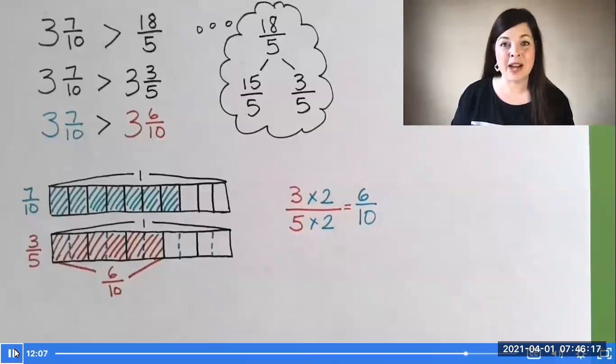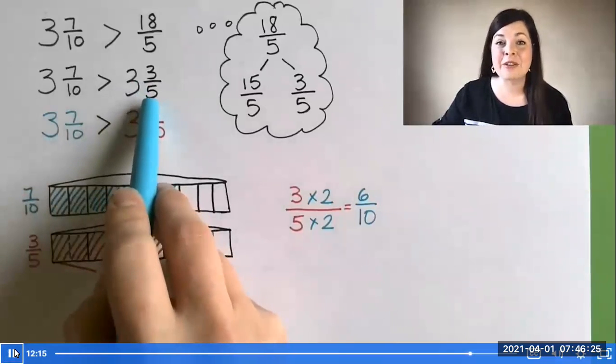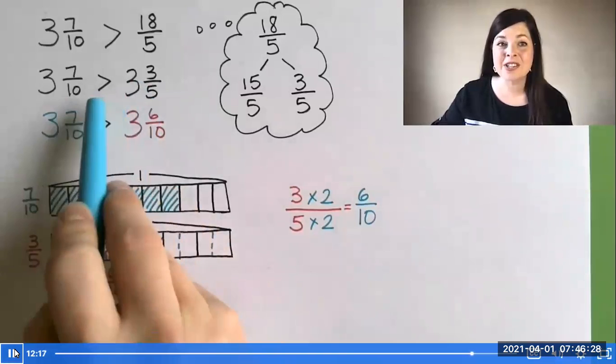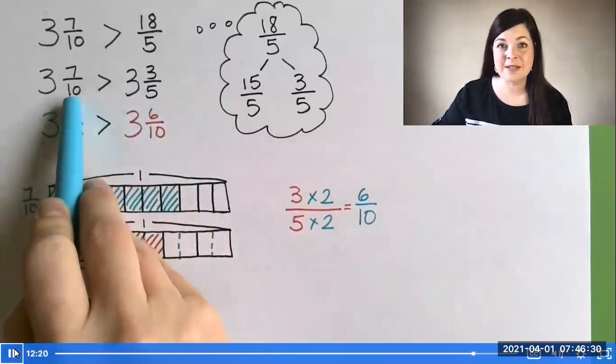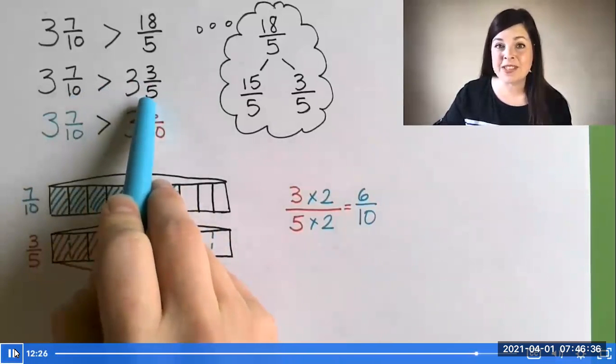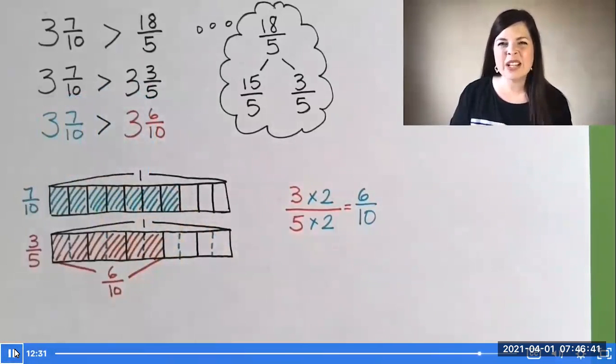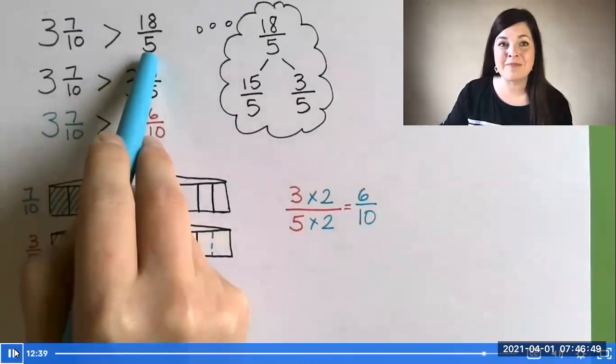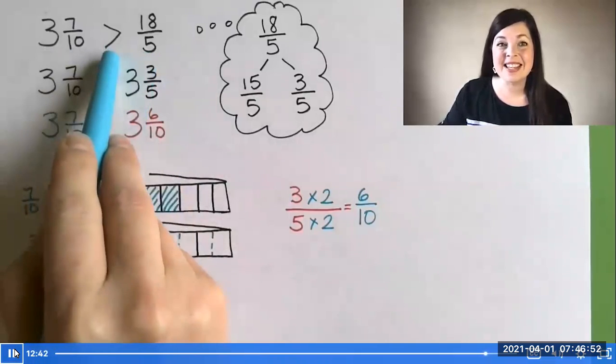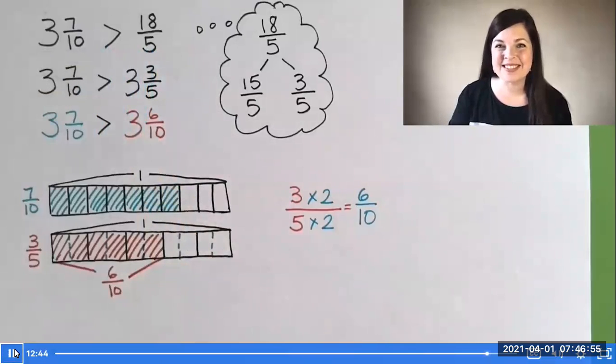Now, why wouldn't an area model be the best choice for this comparison? You may have noticed that the denominator 5 in 3/5 is a factor of the denominator 10 in 7/10. That means that to create common denominators, we only needed to rename 3/5 as tenths. We didn't have to do anything to 7/10. Area models are really more helpful when we have to rename both of the fractions that we're comparing. So let's read our original comparison from left to right. 3 and 7/10 is greater than 18/5.